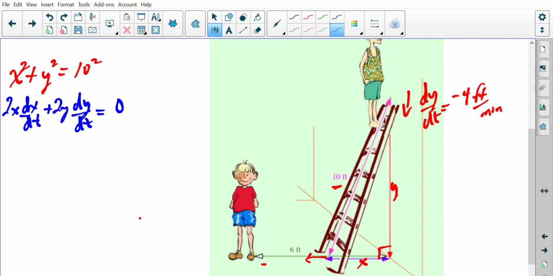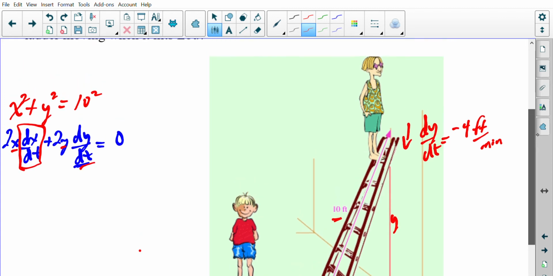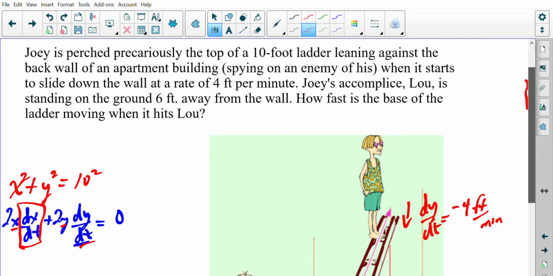Now, I know dy/dt, so I have a substitution for this one. I'm going to put negative 4 in its place, but I'm trying to find this one, dx over dt. So in order for me to find that one missing quantity, I need to fill in something for x, y, and dy/dt. In the question, there should be enough information for us to figure all of this out.